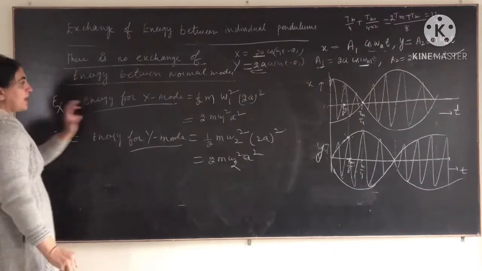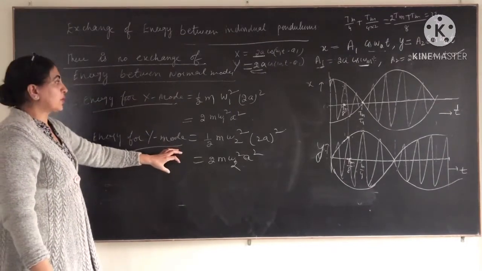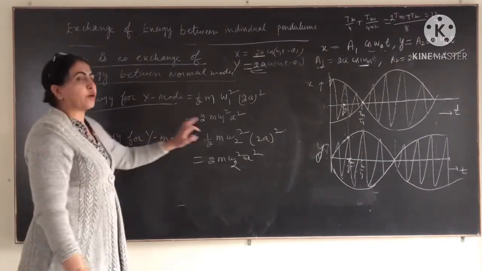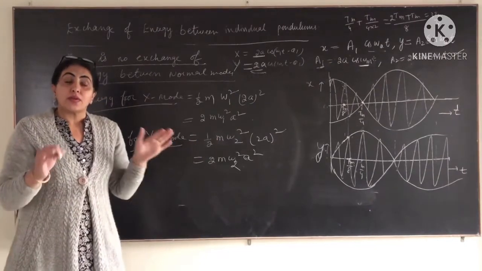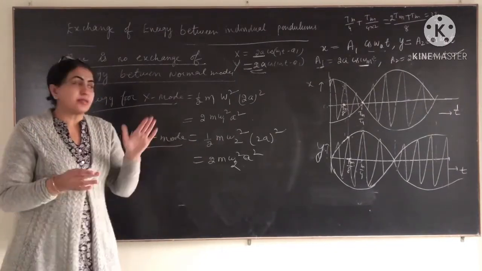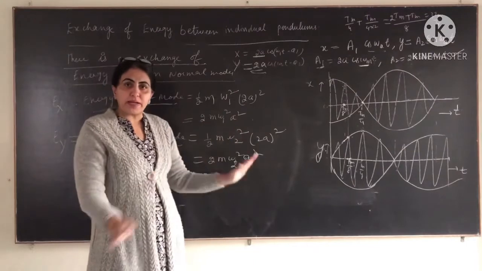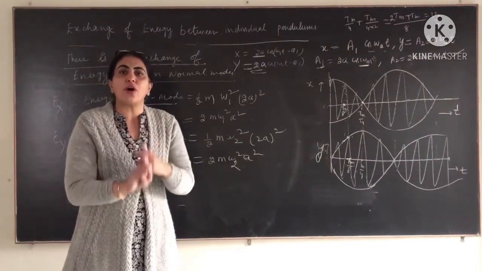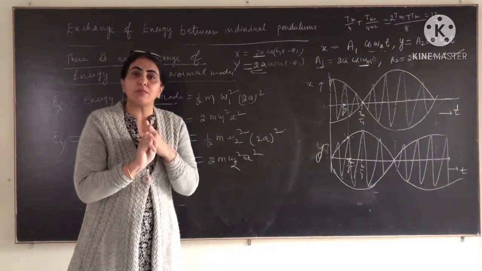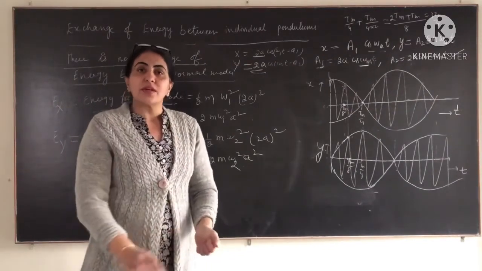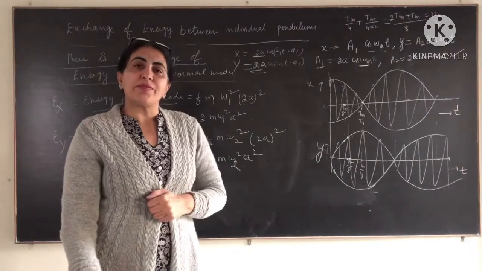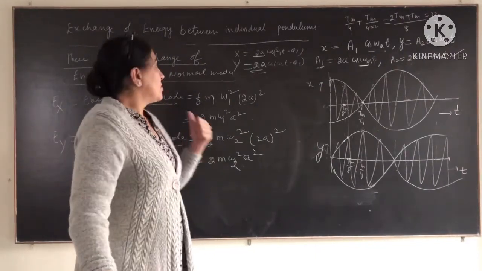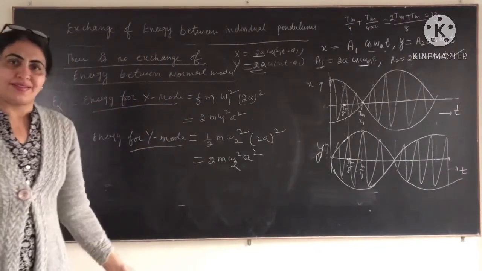From these two you can say that energy is independent of time. You have to write this: the energy is independent of time, doesn't depend upon time. So there is no exchange of energy between the normal modes. So there is no exchange of energy between the normal modes. So this is all about this. Thank you.